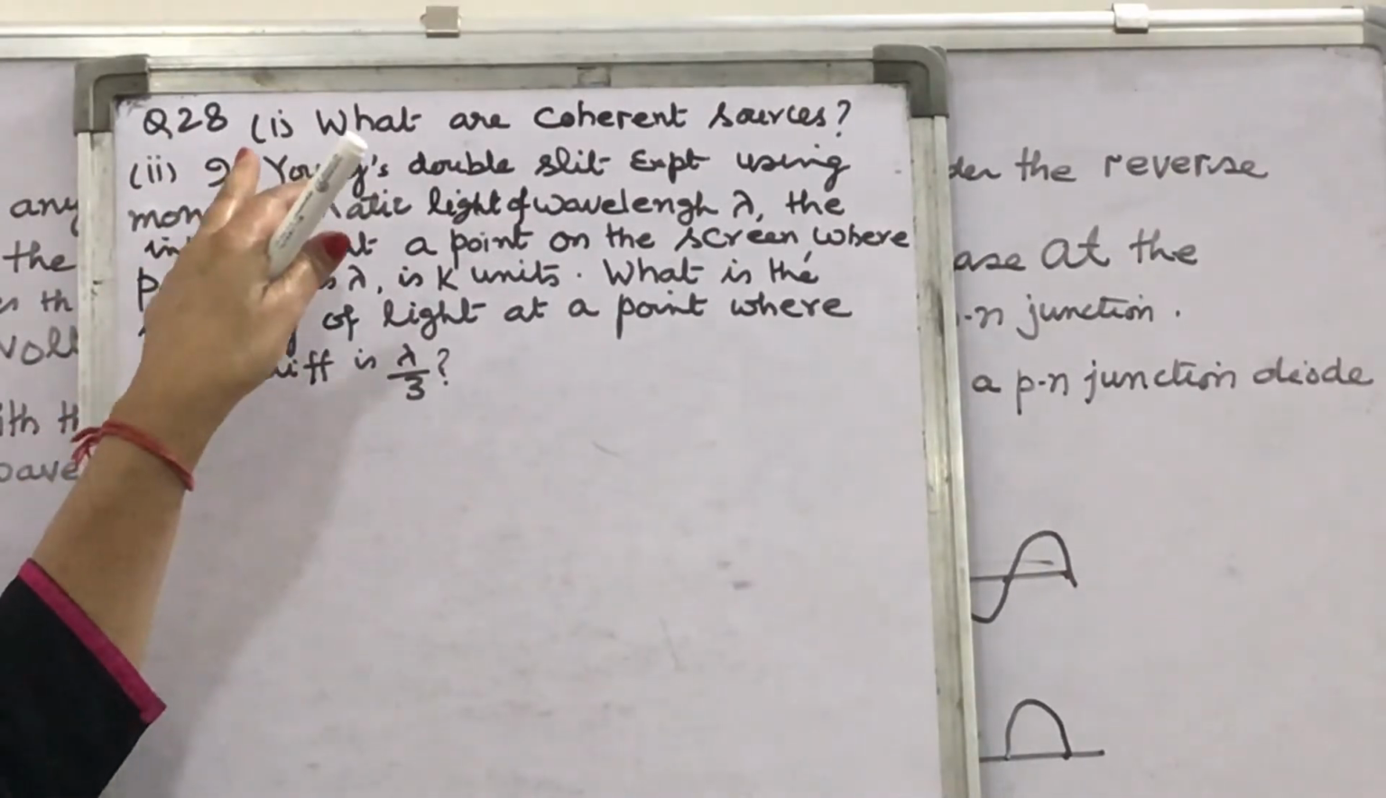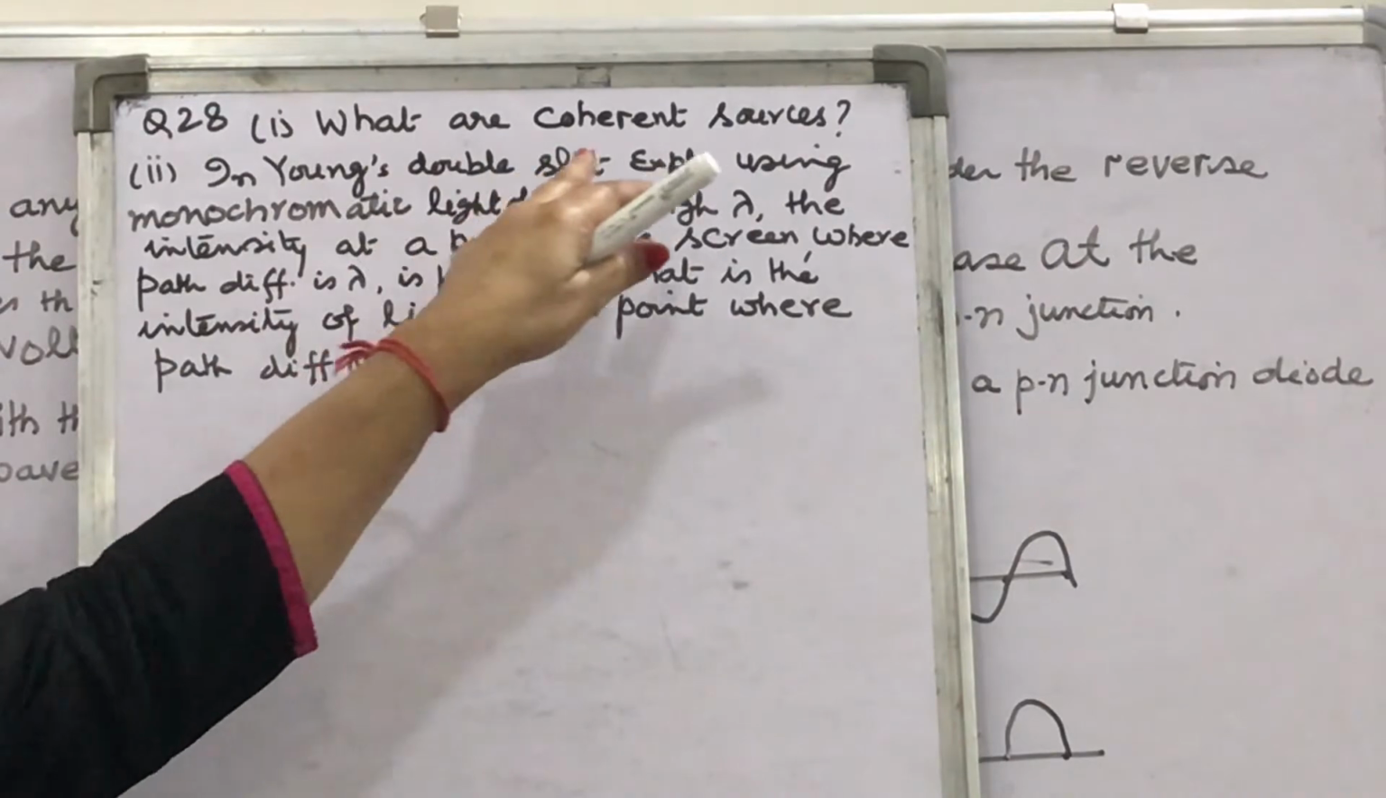See question 28. First part: what are coherent sources?